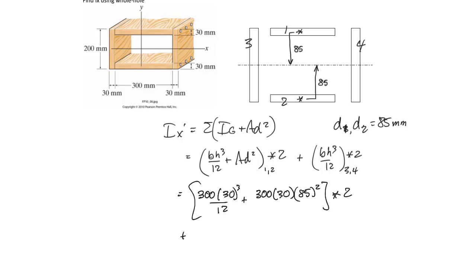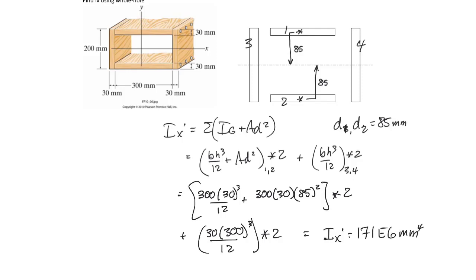All right, let's try parts 3 and 4. Those are going to be, the base is 30 and the height is 300 cubed over 12. And again, I have 2 of them, so I'm just going to multiply that by 2. Calculating that all out, you'll get I about x prime is equal to 171 e to the 6th millimeters to the 4th. So again, these are already on the axis, so that means their centroids are on the centroidal axis, so you don't have to transfer them using the parallel axis theorem.